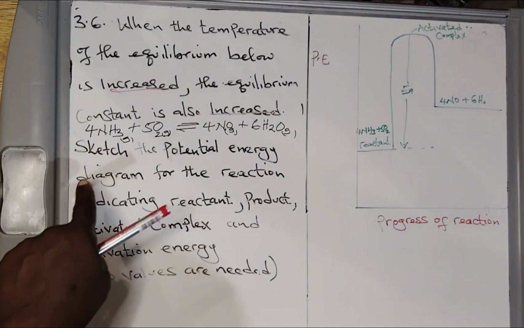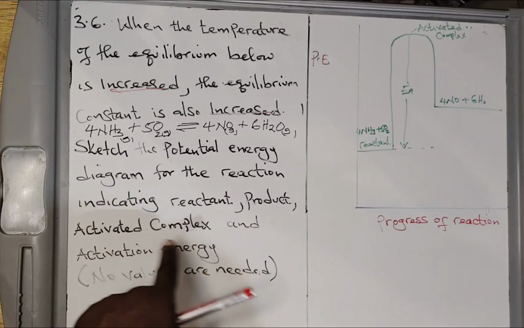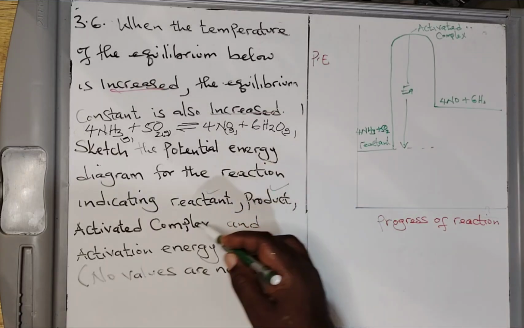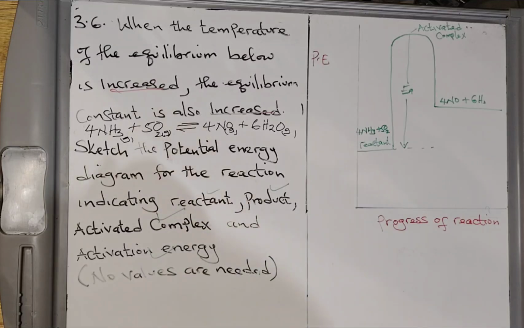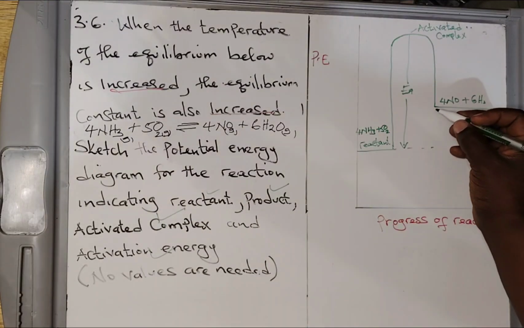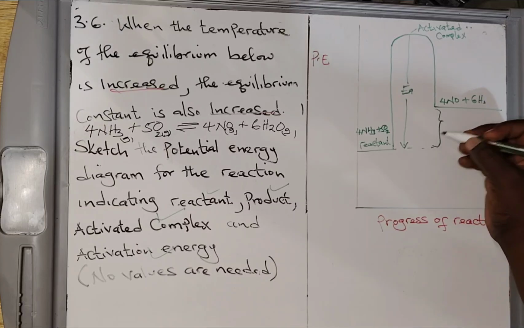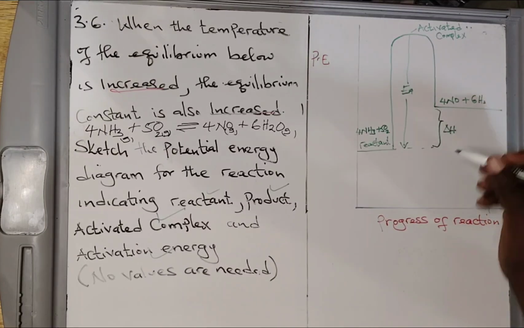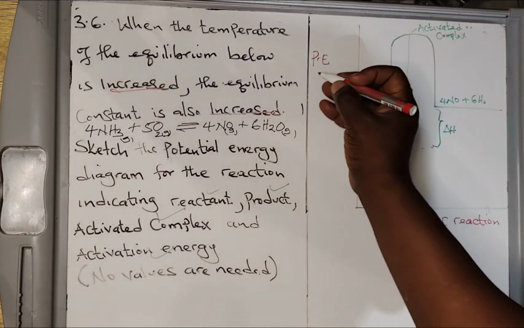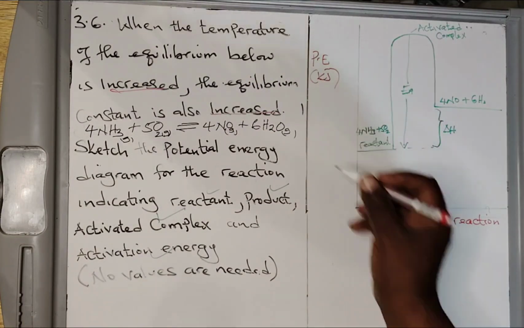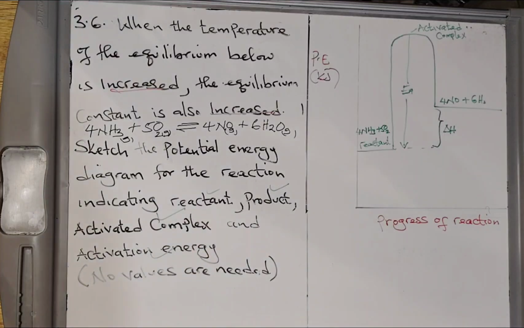Okay, anything left out? Sketch a potential energy diagram indicating reactants, product, activated complex, and the activation energy. So next time, if they want you to indicate enthalpy change, it is here. So generally, that is the sketch for a potential energy diagram in kilojoules versus progress of reaction. Okay, that's for the endothermic.